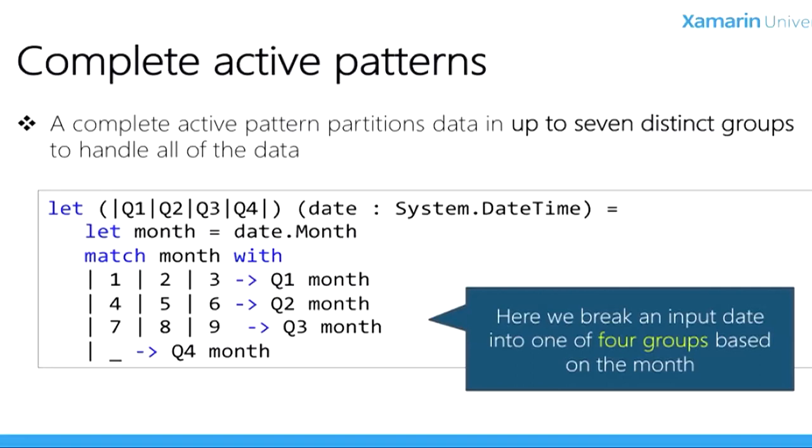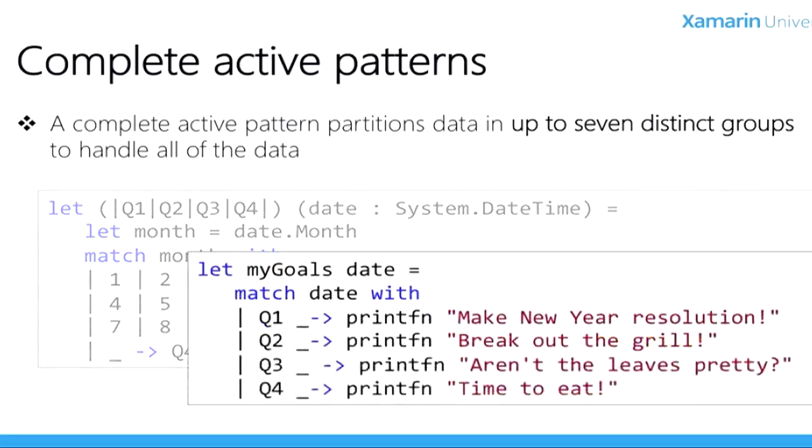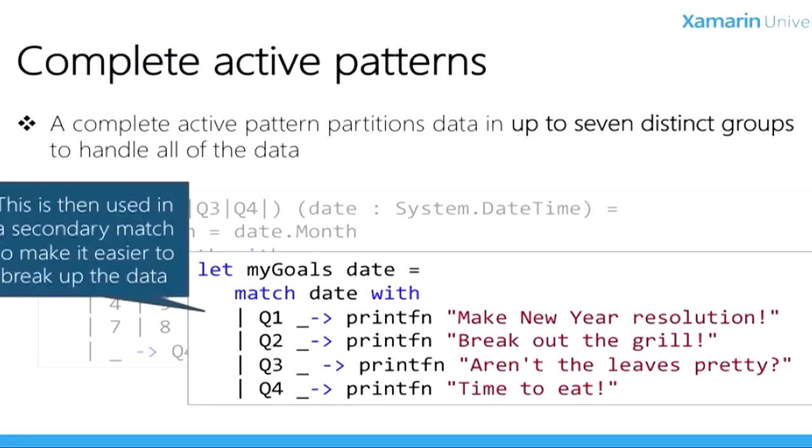And match expressions are expressions like any other and return a result. We can then use that in a pattern match expression to take a given date and then match it to a known quarter, in this case to define our goals for each quarter. And the important thing here is that we've classified our data into 4 predefined buckets, and every piece of data we flow through this complete pattern will have a known bucket.